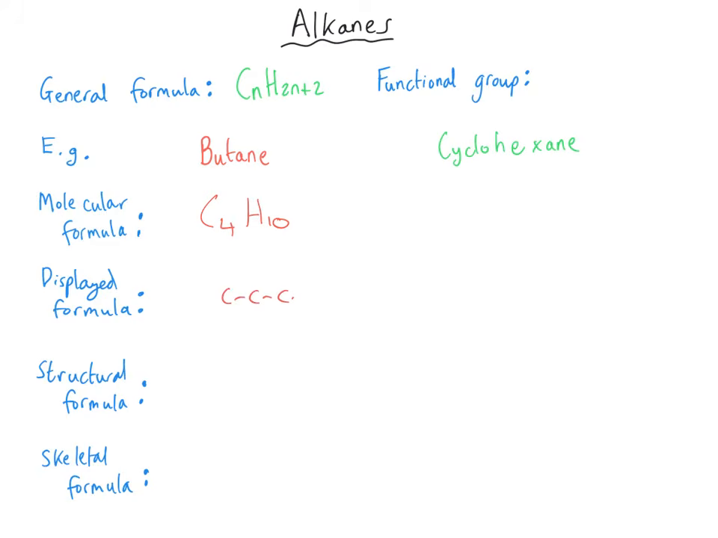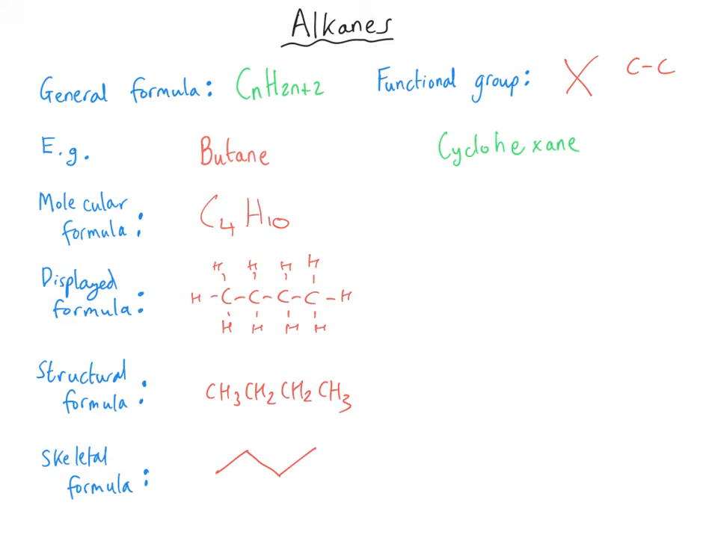Displayed formula, we've got 4 carbon atoms in a row, and each of those will have a hydrogen at each of the 90-degree angles. You can see why displayed formula is really slow. Structural formula is faster, CH3, CH2, CH2, CH3, but skeletal formula is the fastest of all. That's the skeletal formula of butane. Now the functional group of the alkanes, really they don't have one. If you were pushed to say that they had one, it would be the carbon-to-carbon single bond, but that's definitely not unique to alkanes. That's in lots of other molecules as well, so really they don't have one.